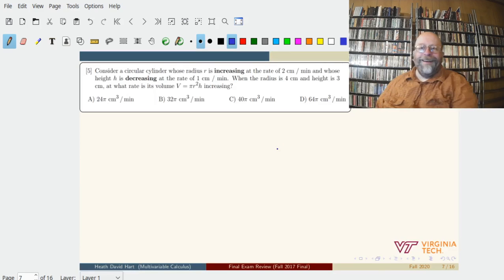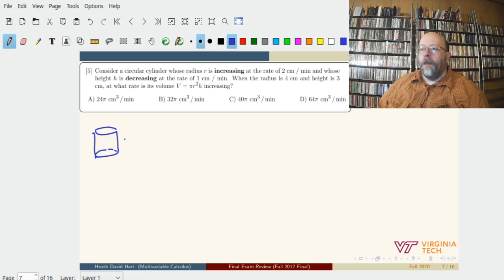Please. Number 5, we're considering a circular cylinder. This is similar to a problem we did last time. We are looking at a circular cylinder whose radius is increasing at the rate of 2 centimeters per minute. So the radius is increasing at 2 centimeters per minute. And the height of the cylinder is decreasing. So the change in the height over time is negative 1 centimeter per minute because it's decreasing.